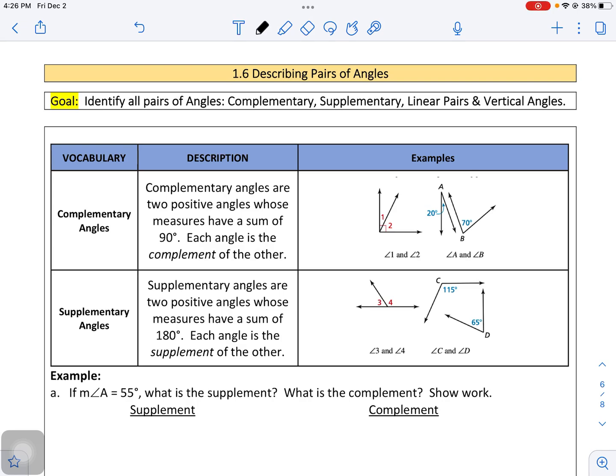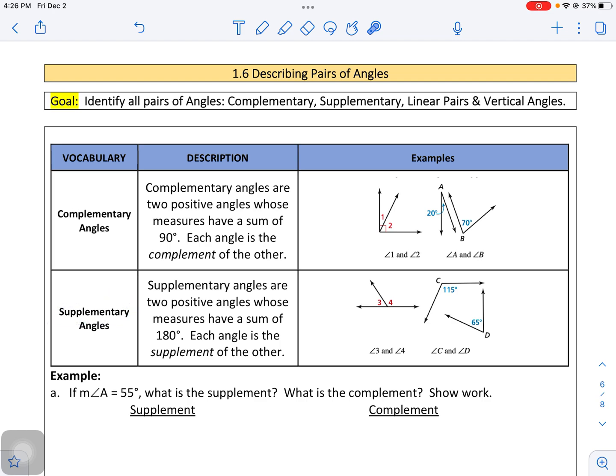These are the 1.6 video notes, and we're going to do the first part about complementary and supplementary angles. Complementary angles are two positive angles whose measures have a sum of 90 degrees. Each angle is the complement of the other. So basically it's two angles that add to be 90 degrees. Right here we know it's 90 degrees because of the right angle mark. So this angle plus this angle will equal 90 degrees. These two are also called complementary angles because both angles add to be 90.